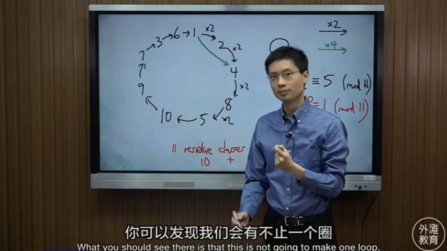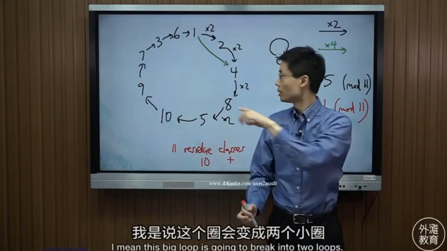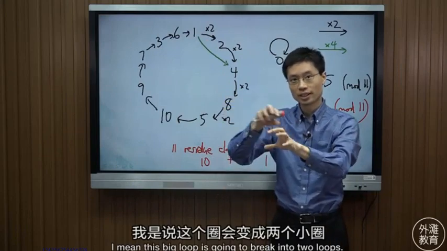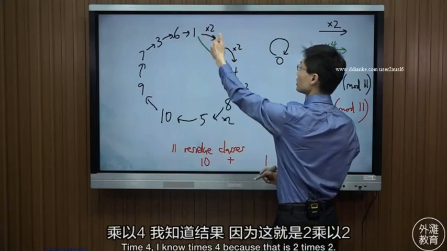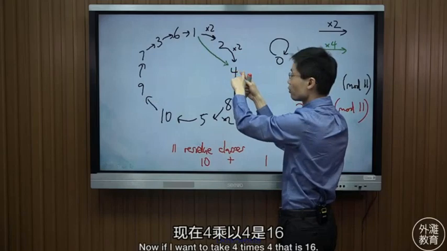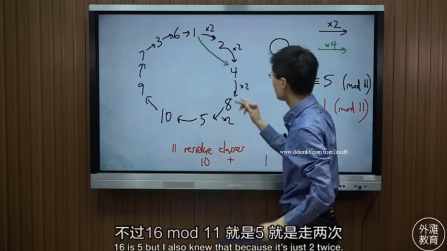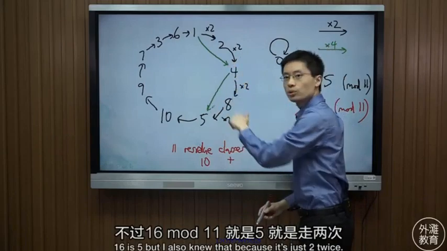What you should see here is that this is going to make not one loop. This big loop is going to break into 2 loops. Times 4, I know times 4 because that's 2 times 2. That's easy. So I can just go bounce to here. Now if I want to take 4 times 4, that's 16. 16 is 5, but I also knew that because it's just 2 twice.